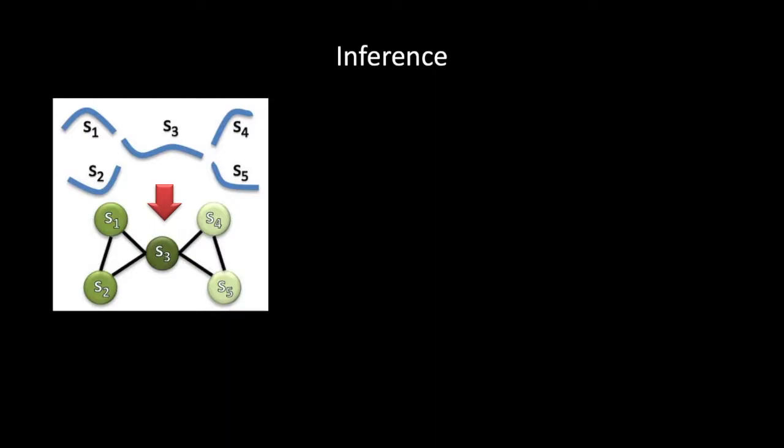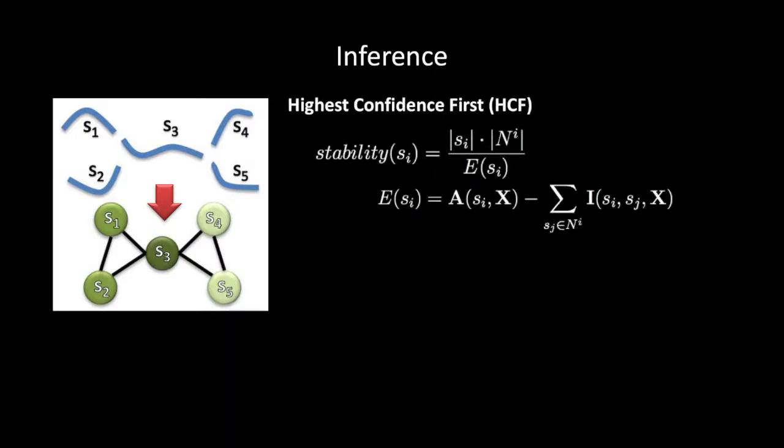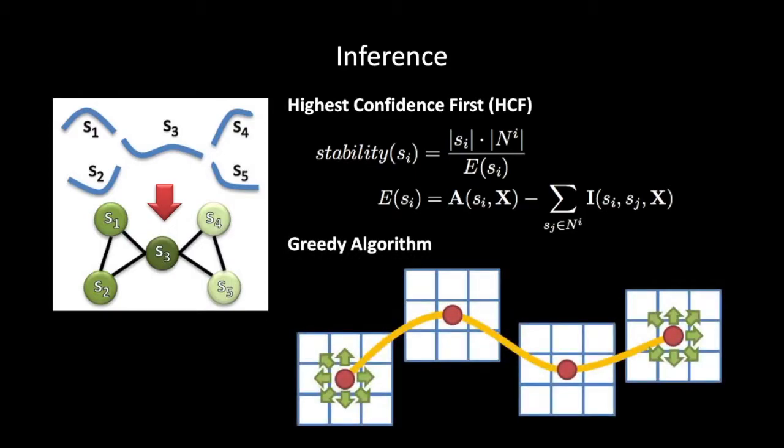With the graphical model formulation, we can apply efficient inference like the highest confidence first method, which provides the order in which sites are optimized. HCF chooses to optimize the site with minimum stability, which is influenced by the snake's length, number of neighboring snakes, and the snake's energy. Then, the configuration of the snake is updated by a greedy algorithm for efficiency.